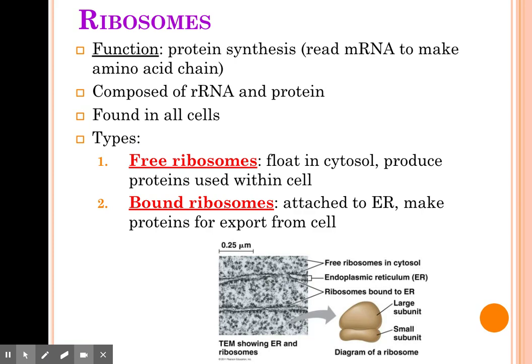So it is made of rRNA and protein. I talked a little bit about that in the nucleus video because they are assembled in the nucleolus. And so we talked a little bit about how that happens. And all cells have ribosomes. That is not true for all organelles.